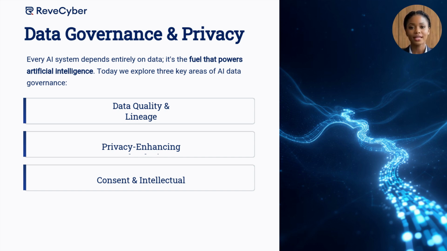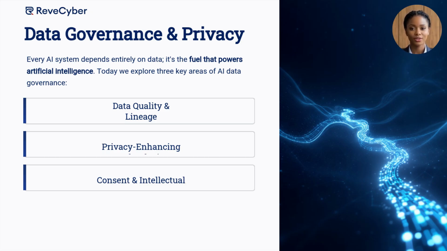But it's important to note that not all data is created equal. Some data sets may be incomplete, some may contain hidden biases, and others may include sensitive information that needs to be handled carefully. If organizations aren't paying attention to how their data is collected, managed, and protected, those issues can quickly turn into technical problems, ethical concerns, or even regulatory violations. So when we talk about data governance, we're really talking about the set of practices that ensure data is accurate, traceable, responsibly sourced, and properly protected throughout the AI lifecycle.